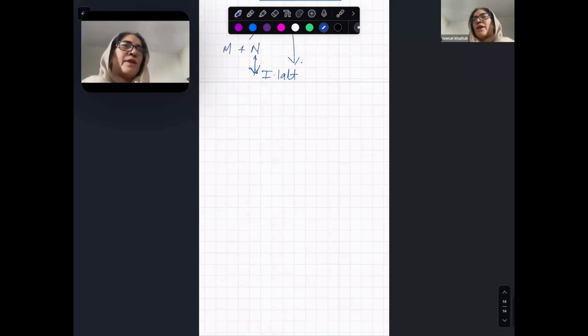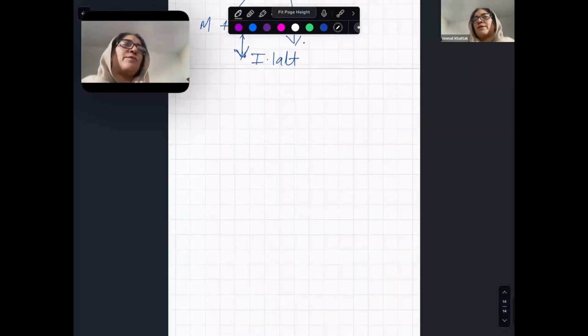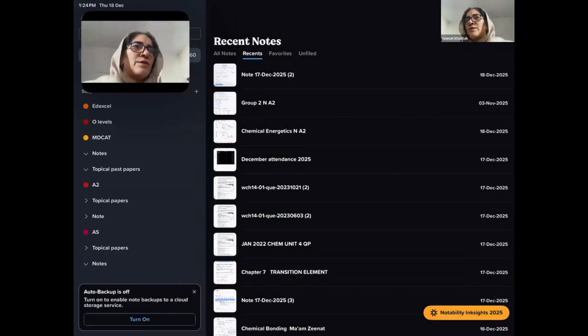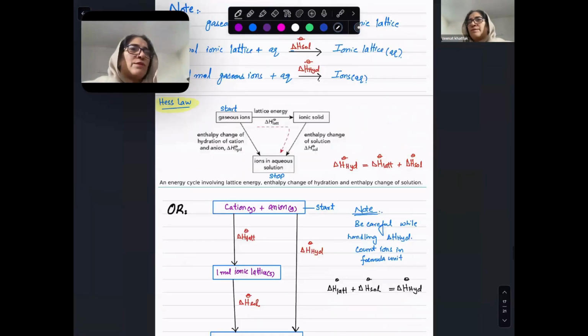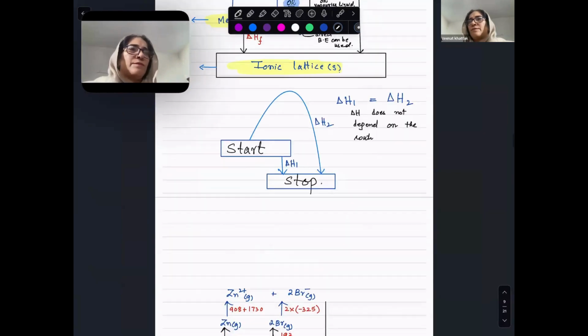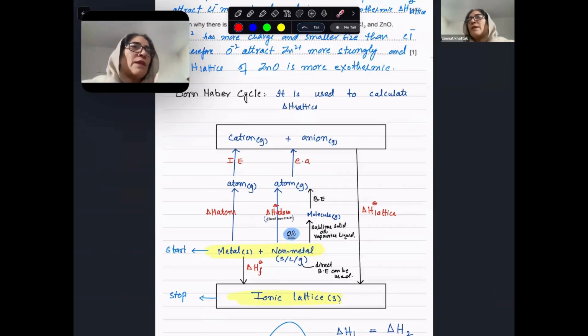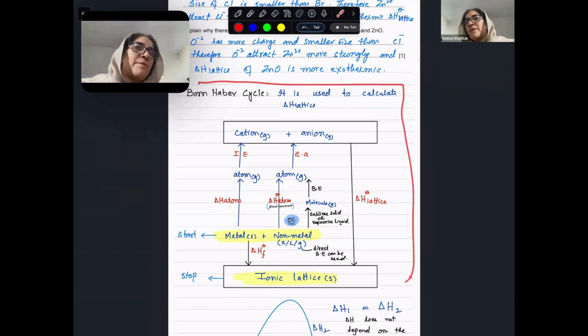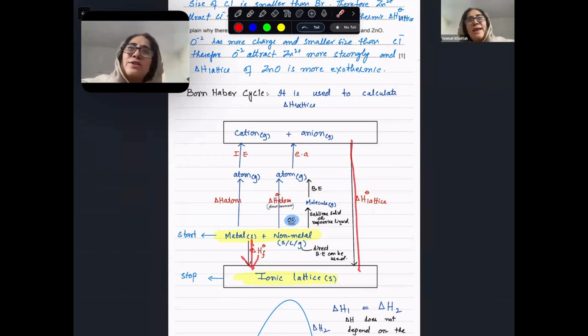Now, see, if I apply the same on zinc bromide, at the same time, I want to show you the note. Look at this. This I have done, Born-Haber cycle to calculate what? Delta H lattice. This is Born-Haber cycle. This is your formation. This is delta H lattice. This is formation. This is delta H lattice of 1 mole of ionic lattice, right?